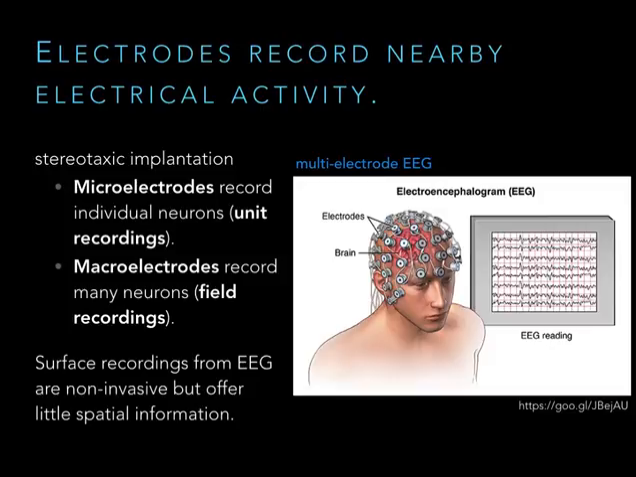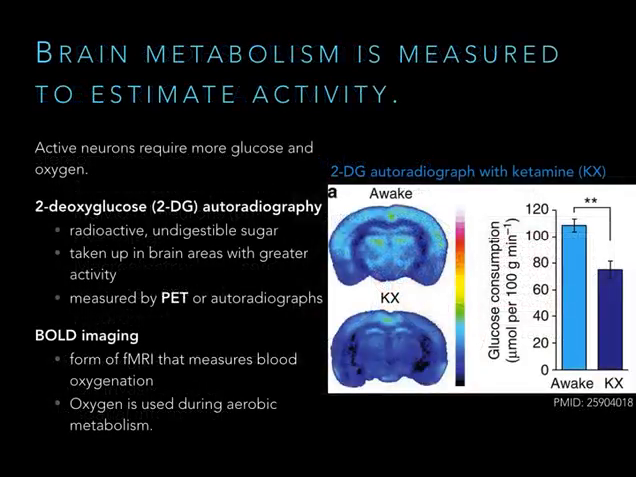So we can measure electrical activity that way. We can estimate activity in the brain through other methods because all that electrical activity, it's not free. It costs the neurons, in this case ATP, which of course they get from glucose and oxygen. So active neurons are going to require a lot more glucose and oxygen than inactive neurons.